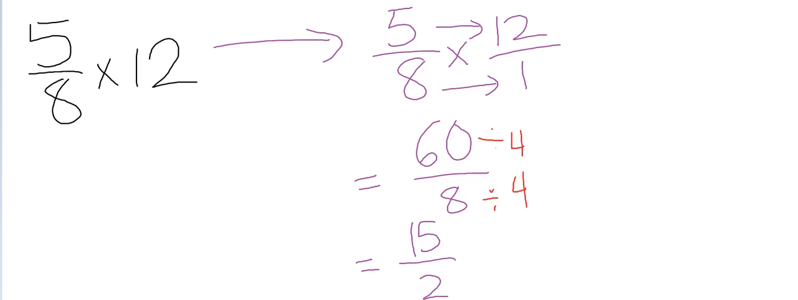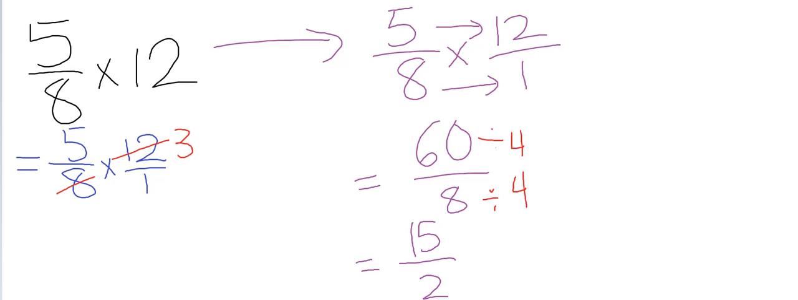Now let me show you the shorter way of doing this, the way I like the best. So this can be written as 5 over 8 multiplied by 12 over 1, because 12 divided by 1 is still 12. So we can simplify this by recognizing that 12 and 8 are both multiples of 4. So if we divide 12 by 4, 12 becomes 3, and if we also divide 8 by 4, 8 becomes 2. So now when we multiply across, 5 times 3 is going to be 15, and 2 times 1 is going to be 2. Now let's try division.